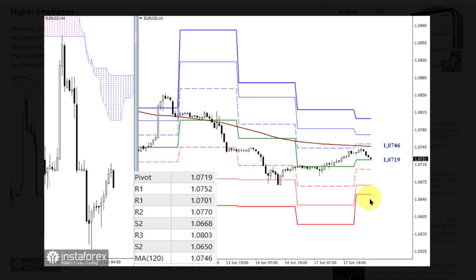Consolidating above and reversing the moving average will support the bullish sentiment, with targets at the resistances of the classic pivot levels: 1.0752, 1.0770, and 1.0803.